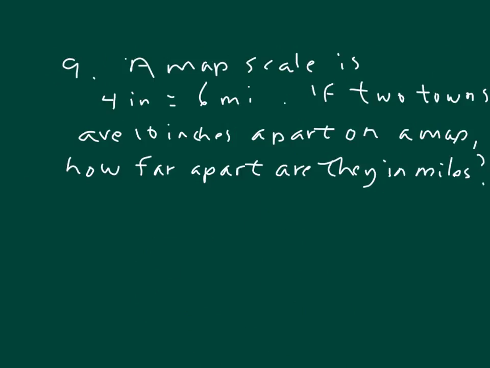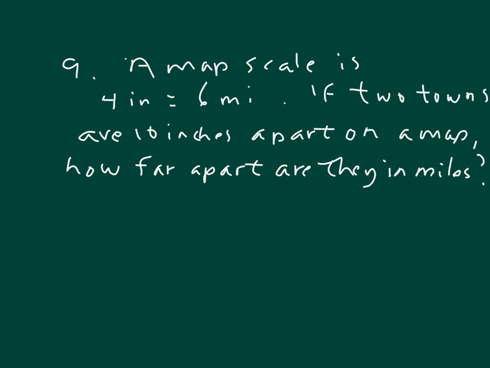Number 9, a map scale is 4 inches for every 6 miles. So if it's 4 inches on the map, it's 6 miles actual distance. If two towns are 10 inches apart on a map, how far apart are they in miles? So you know intuitively that it's more than 12, because if you double 4, you get 8. Double 6, you get 12. So just to kind of give you a reasonable guess about it.